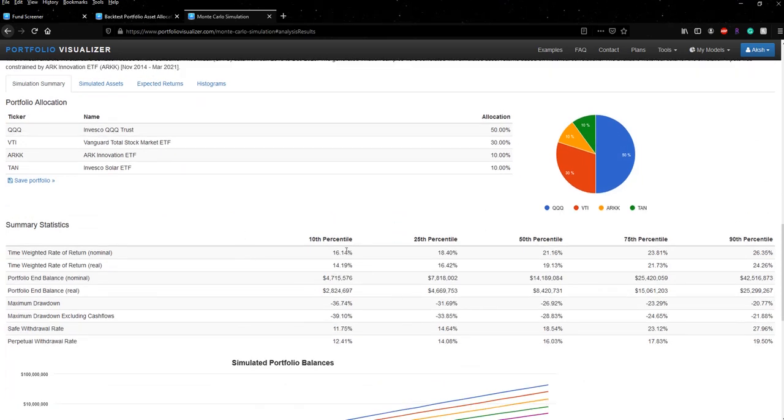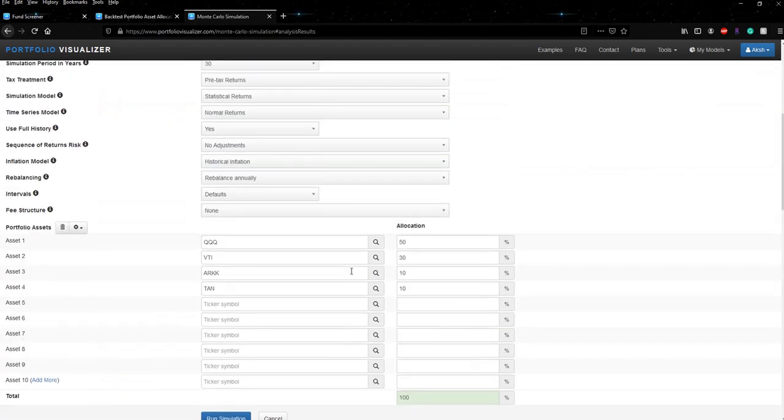You can see Monte Carlo does not give you a specific number, however it gives you different percentiles, and here you will see that the returns from 10th percentile to 90th percentile differ by a lot. For example, time weighted return, nominal return, and real return, which is inflation adjusted, basically are 16% and 14% for 10th percentile, and for 90th percentile 26% and 24%. It doesn't mean that you are expected to fall within this line. You could fall higher or below depending on how the market performs, or how this portfolio itself performs over the next 30-year period that we have chosen right here.